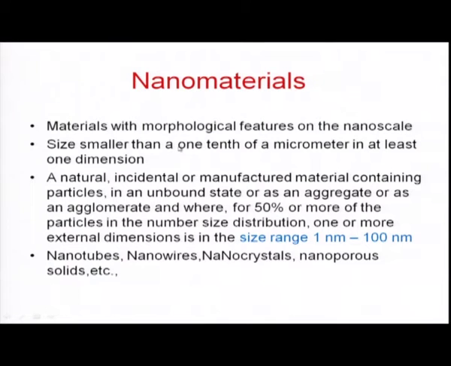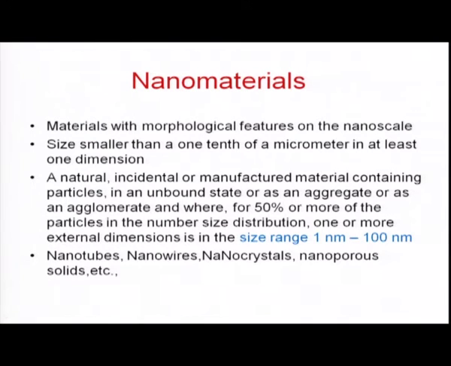Before going to this, we will have a small information about nanomaterials. These nanomaterials are nowadays in all types of fields, all types of engineering, including environmental applications. So we will see what nanomaterials are. It is material with morphological features on the nano scale, that is smaller than about 1/10 of a micrometer in at least one dimension.